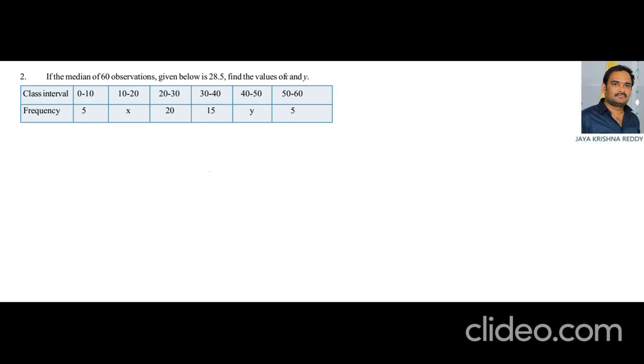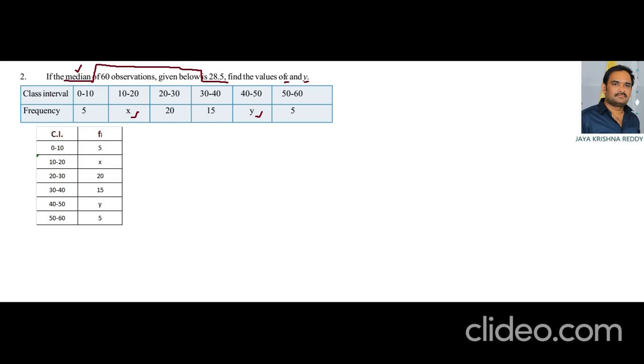Let us solve one more question. If the median of 60 observations given below is 28.5, now find the values of x and y. Here the median value is given. See here, the median is 28.5. The median value is given, so we have to find the frequency values. Two values are given as x and y. We have to find these two values. So let us write the class intervals and frequencies first.